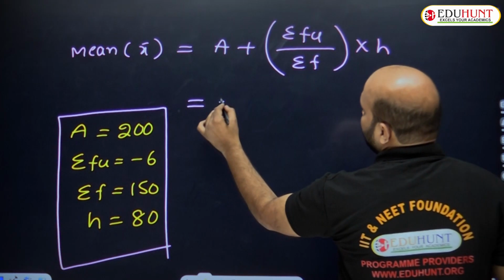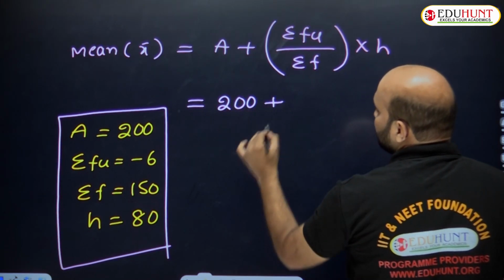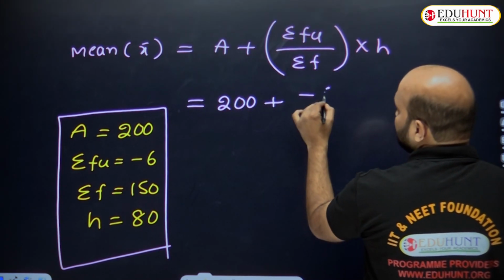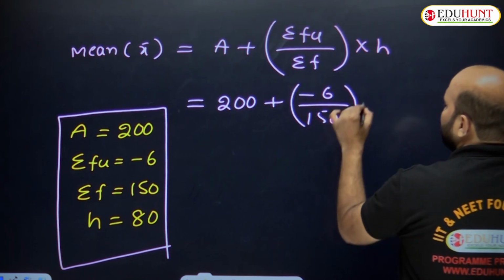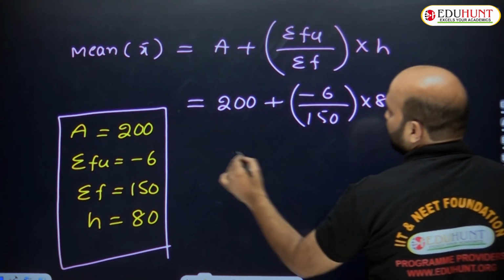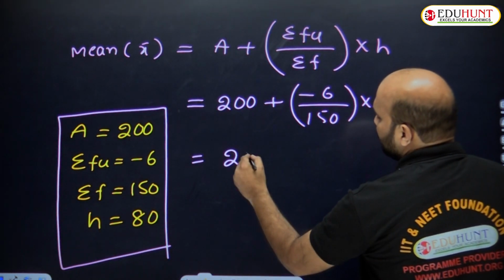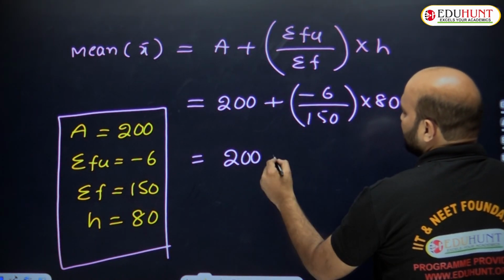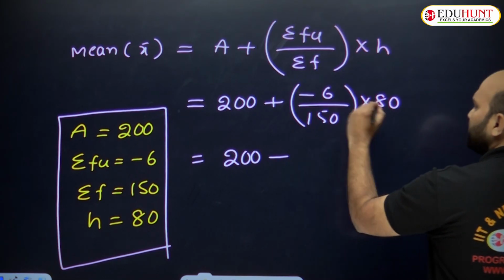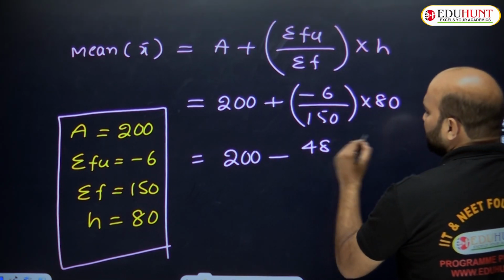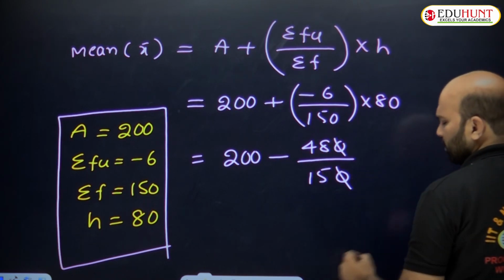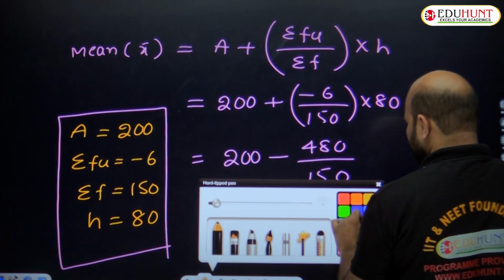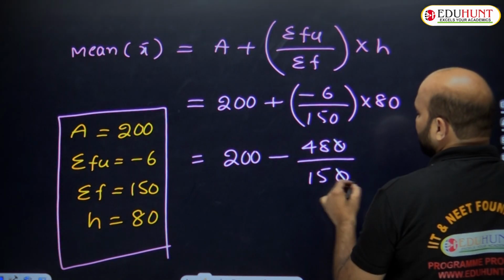So the value is 200 plus sigma fu minus 6 whole by sigma fu 150 into height 80. Am I clear? So equals 200 plus minus 6 into 80, directly multiply together, 480. 6 into 80 is 480 by 150. The zeros cancel. Am I clear? The zeros cancel.